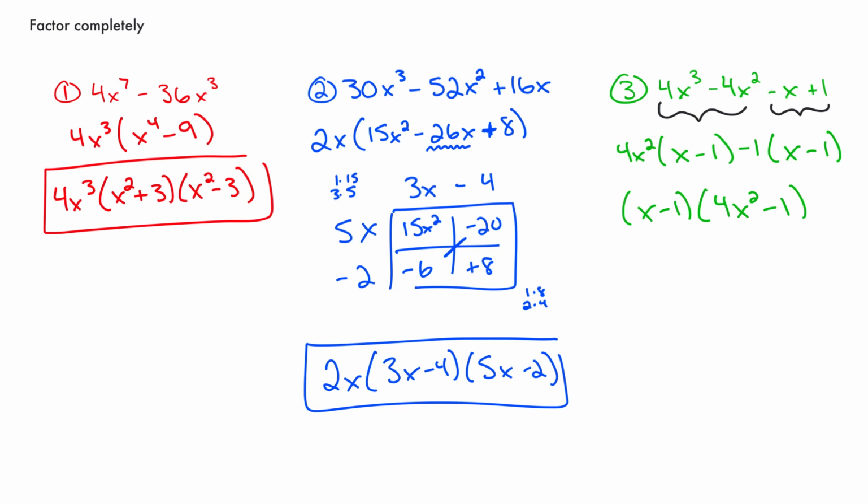And this is what I was warning you about in the last lesson. This binomial is factorable again, because this is a difference of 2 squares. This is just 2x times 2x. This is 1 times 1. So it factors again into 2x plus 1 times 2x minus 1. And now it's completely factored.